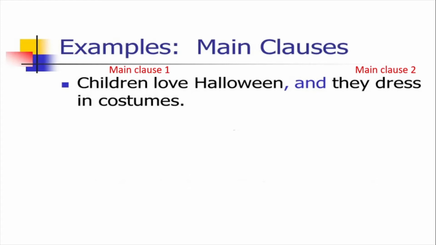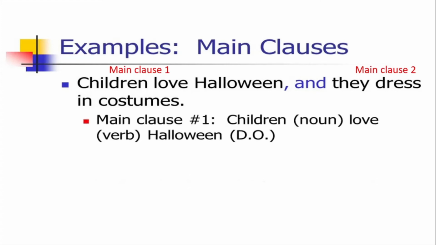Why? Let us check. So in the first part, children love Halloween. Children is the noun or the subject and love is the verb and Halloween is the object. Now I told you, sometimes in some sentences there will be the object present, sometimes there will not be the object. But even if there is no object, sometimes the clause can be the main clause. Okay, so children love Halloween is one main clause.